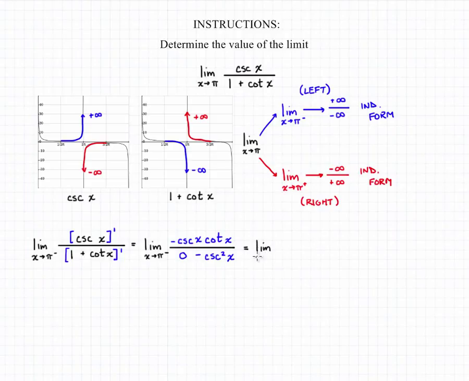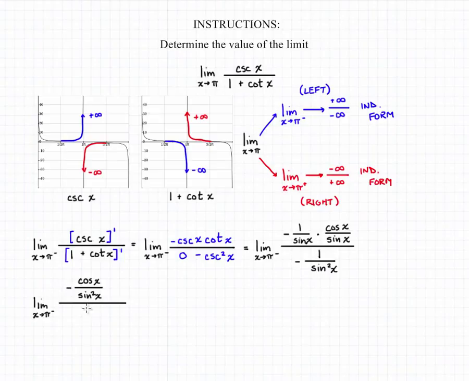Now we can rewrite everything in terms of sine and cosine so that we can simplify it a little. This will be negative 1 over sine x for the negative cosecant x times cosine of x over sine of x for the cotangent x. And then that's all going to be over 1 over negative sine squared of x. Now we can combine our two fractions in the numerator, and that will give us a negative cosine of x over sine squared of x, and that will all be over 1 over negative sine squared of x.